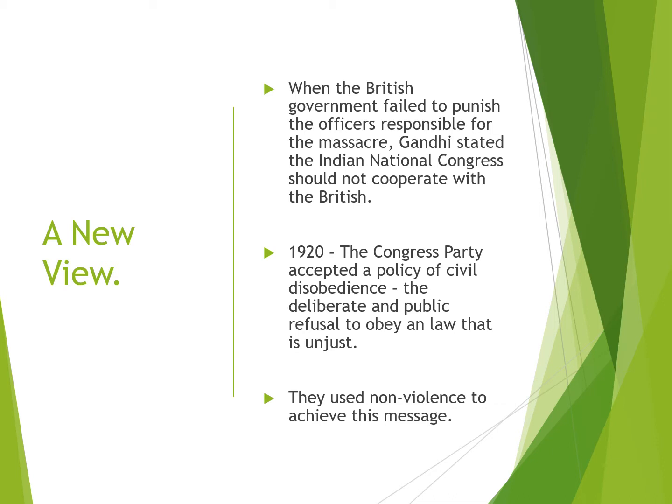In 1920, the Congress Party accepted a policy of civil disobedience. Civil disobedience is the deliberate and public refusal to obey a law that is unjust. Now, this does not involve violence. This is using non-violence to achieve the message. For example, protesting, marching, holding a demonstration, holding speeches, different things like that.